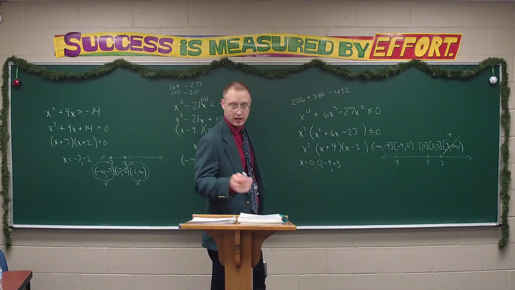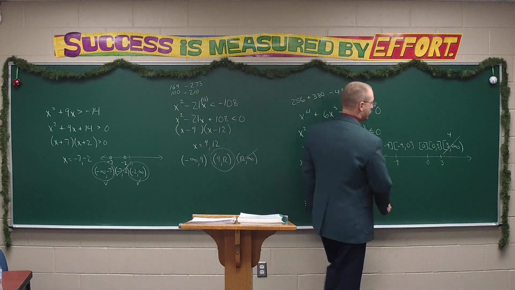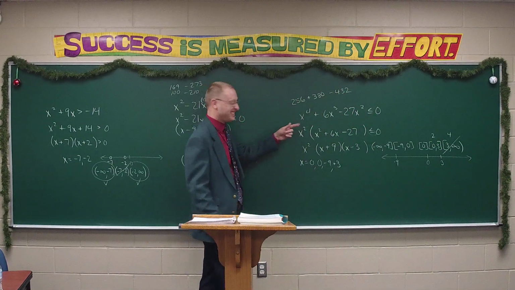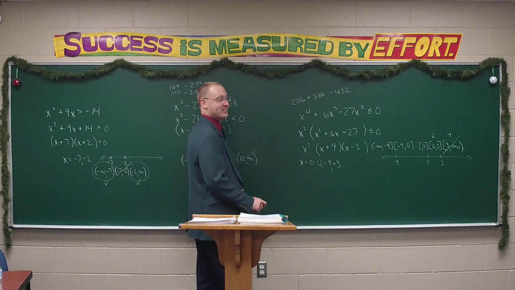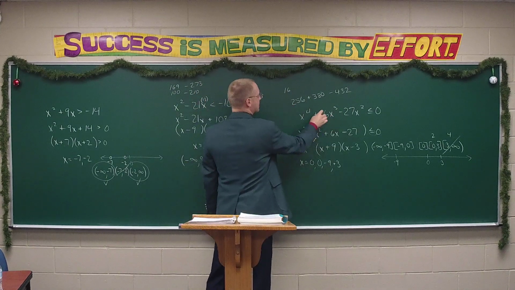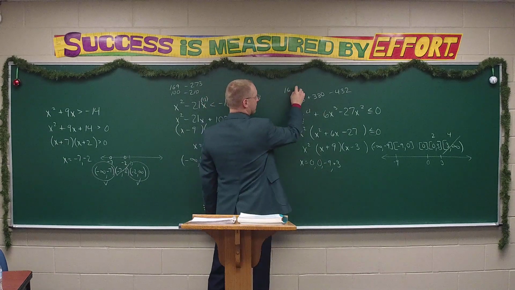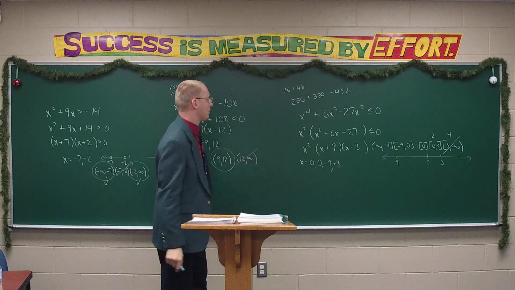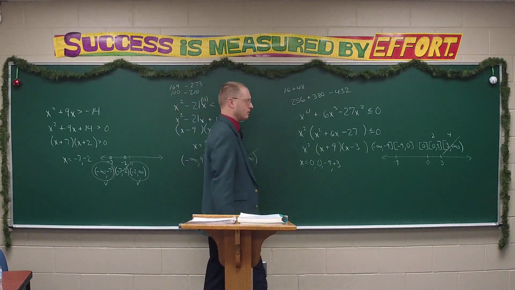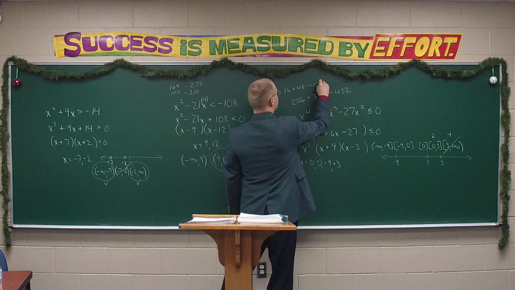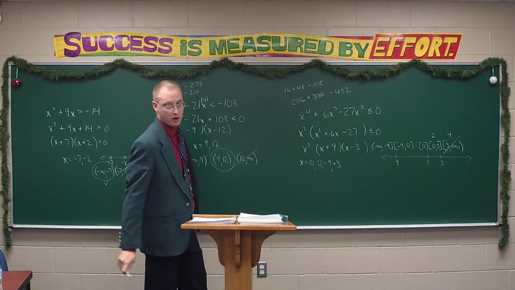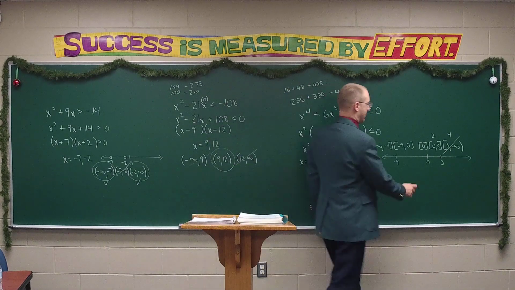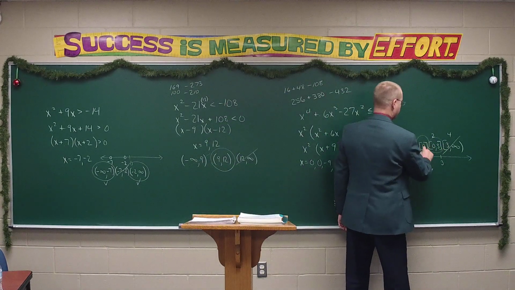What's the next number we might try? 2. 2? So we go with 2. All right, so we raise 2 to the 4th. 16. 2 cubed times the 6. 48. And then 2 squared times negative 27. Negative 108. And does that come out less than or equal to 0? Yes. Okay, so that comes out negative. So this range works. We already said this one works.